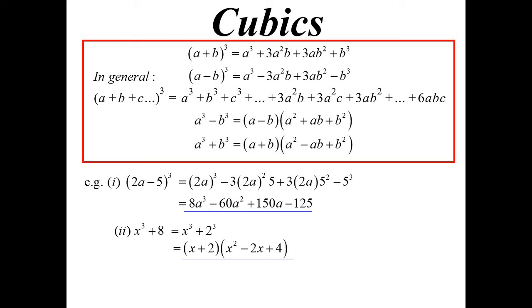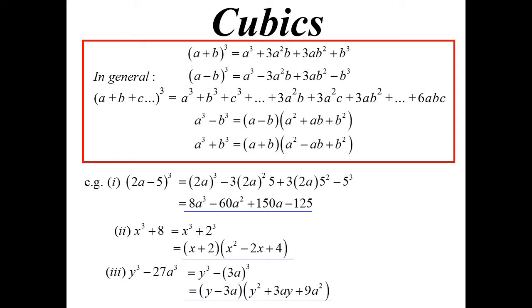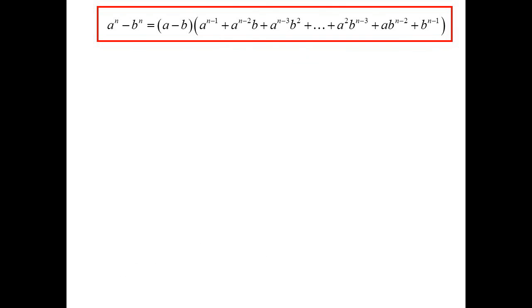y cubed minus 27a cubed, difference of 2 cubes. That one's y cubed minus (3a) all cubed. So it starts with the minus, that means in the second one they're all positive. There it is, generalising it.